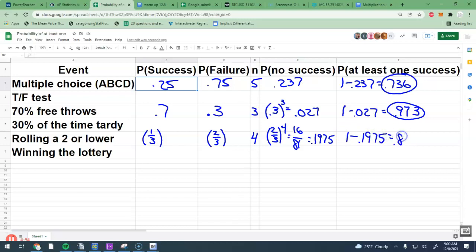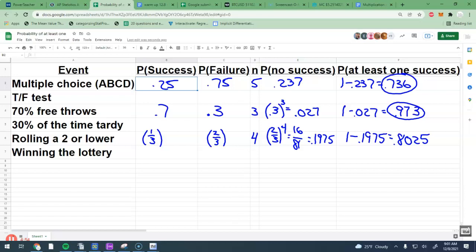So 0.8025. All right. Question on that? How many had that?